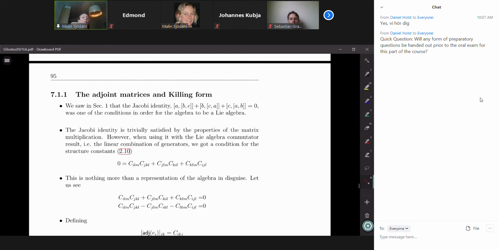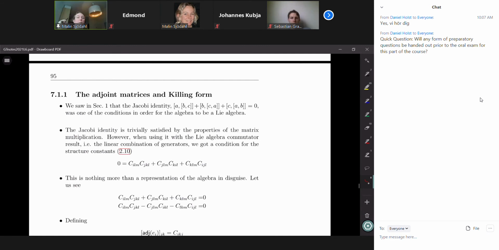So I will talk about the adjoint representation, and I will talk about the so-called Killing form, which is related to the Cartan metric, or which is some sort of metric on the algebra space. And we have essentially encountered a metric before. It's essentially the trace.